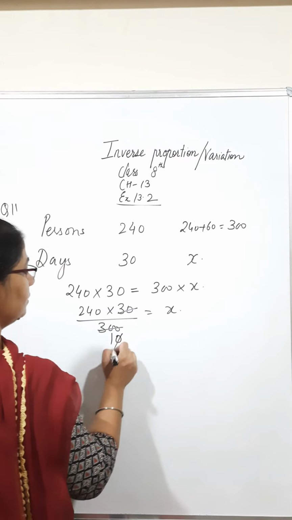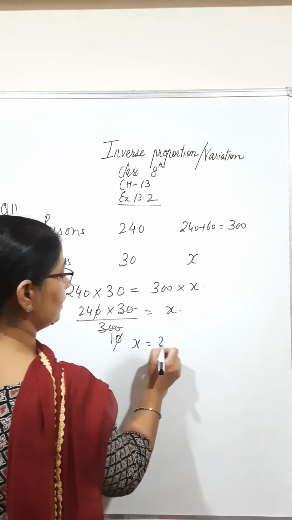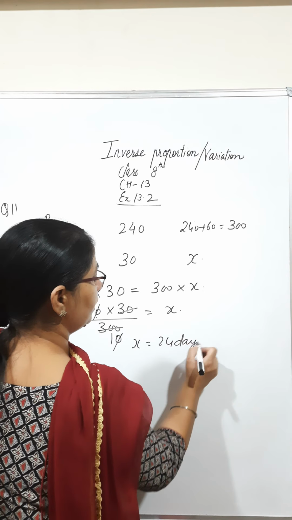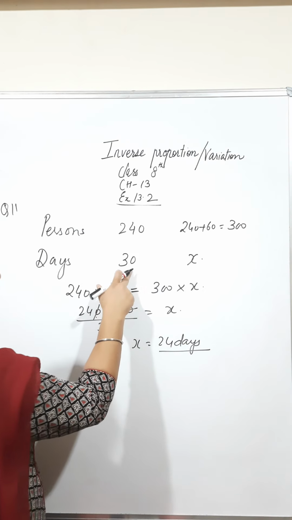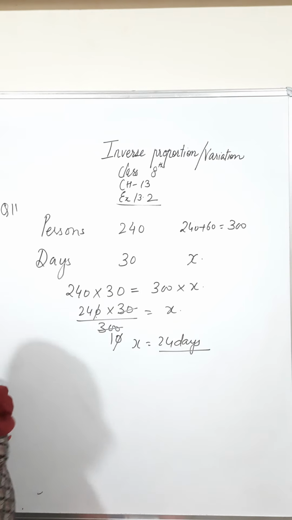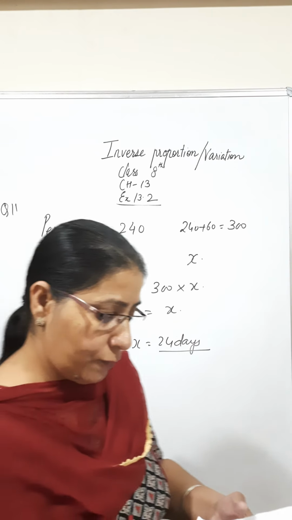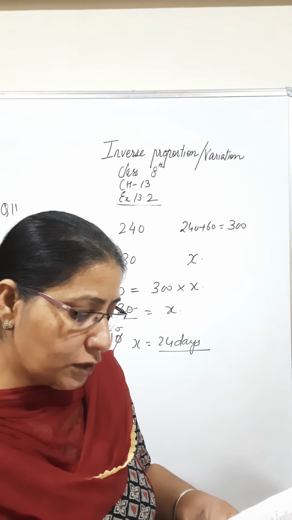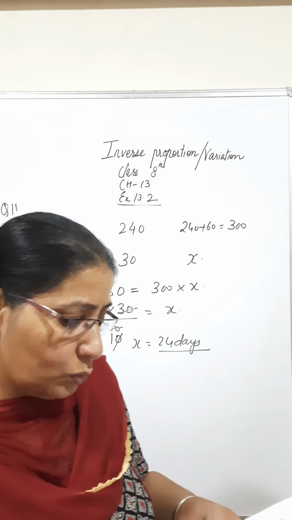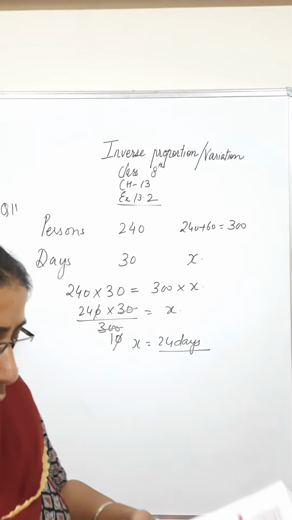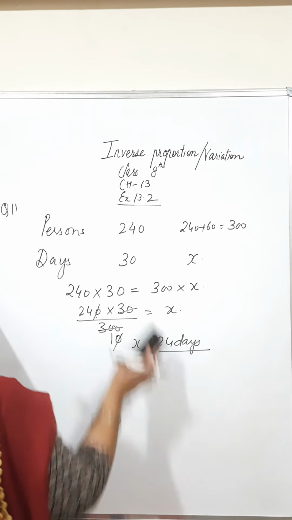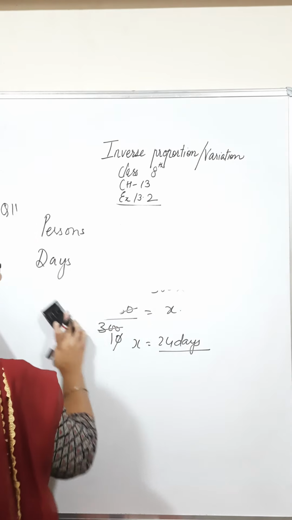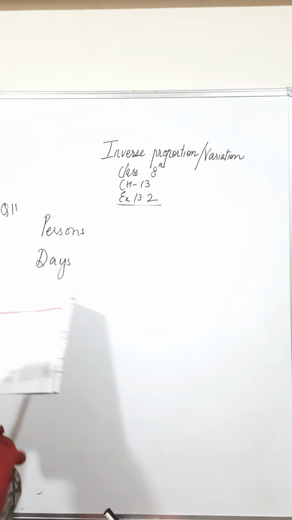This is 10, 0, 0. So now x is equal to 24 days. So initially our food could last for 30 days, but now it will last only for 24 days. Next, a garrison has a provision for 630 members to last for 25 days. In order to make the same food last for 30 days, how many men should be shifted?